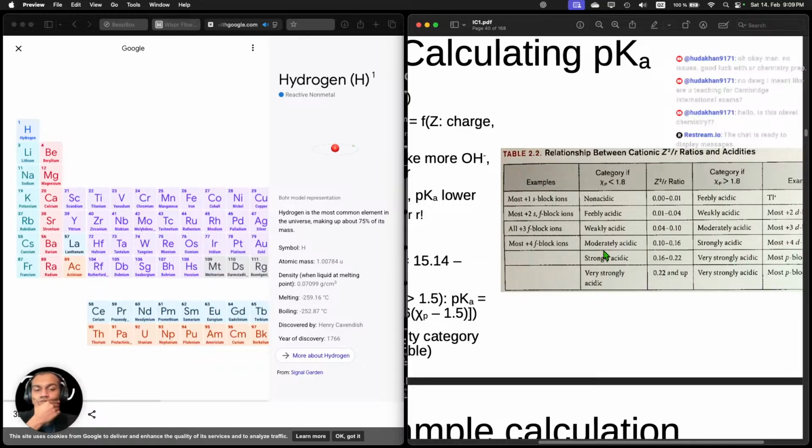But wait. I'm still a bit confused on charge. Oh, it depends on the outermost valence electron. Yeah, it does. That's how it's plus one. Okay. So that's why they are non-acidic, feebly acidic. Okay, I get it.